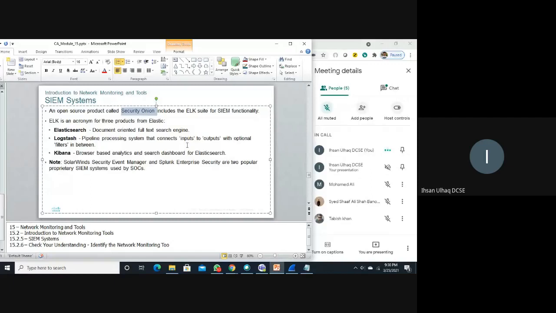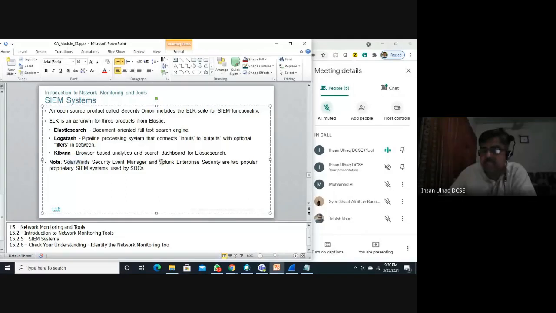So as I said to you earlier, one of the proprietary solutions is SolarWinds, which is a security event manager, and the other one is Splunk Enterprise Security. So these are the two. SolarWinds and Splunk are the two important SIEM solutions which are used in the SOC. But Security Onion and ELK is again quite a modern tool. So we are equally good if we study the ELK.